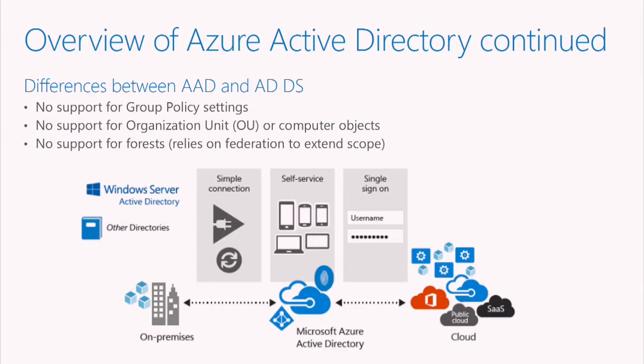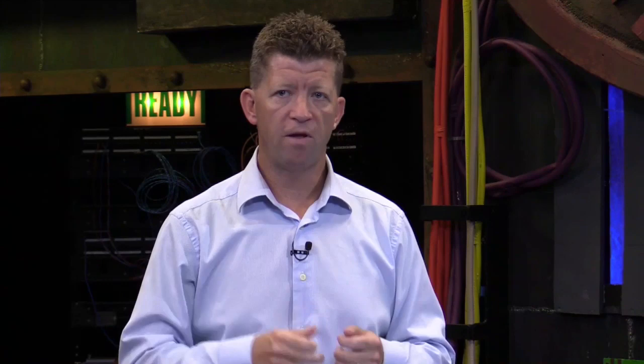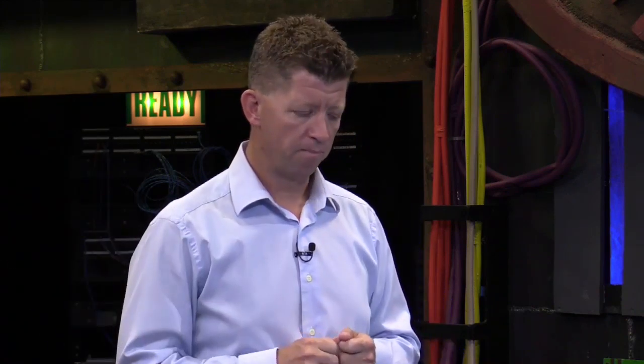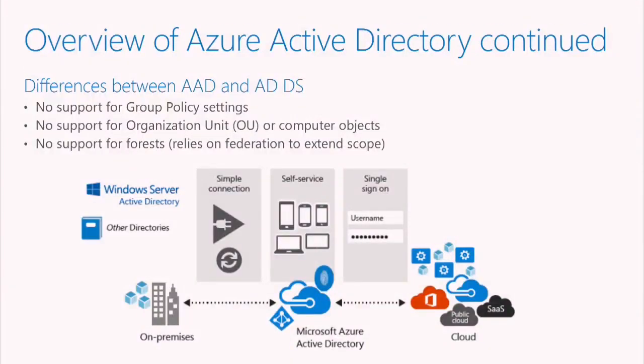And there's no support for forests. There's no support for trusts. If we want to extend our scope of influence and our scope of management beyond the directory, we have to use federation. In federation, we allow authentication to be managed by one directory and the authentication token, as in, hey, it's a valid user, to be sent back to the calling directory. So very vastly different than your traditional on-premise Active Directory services.